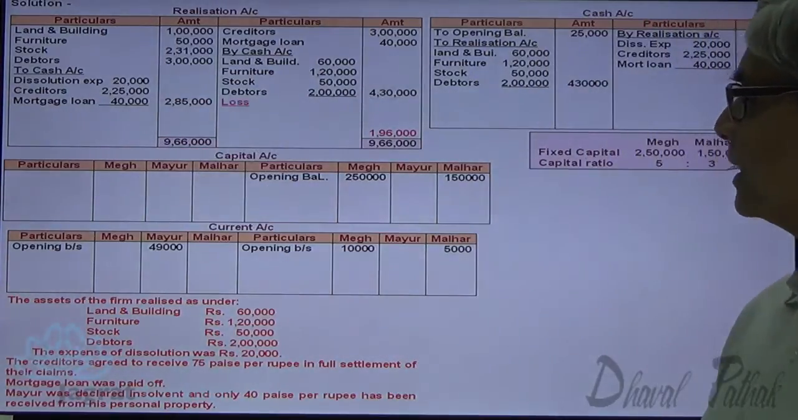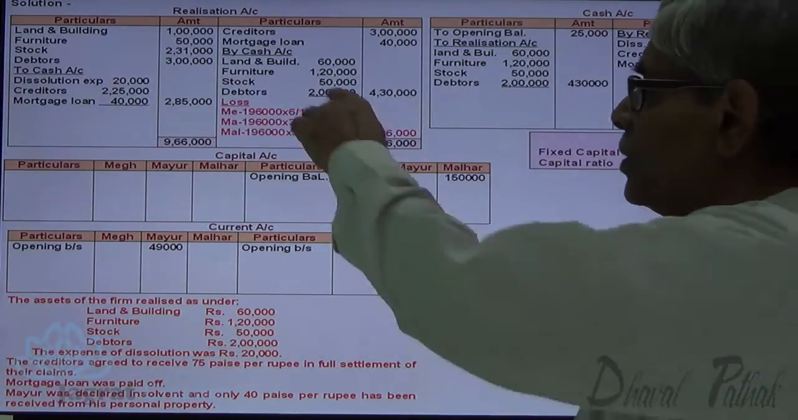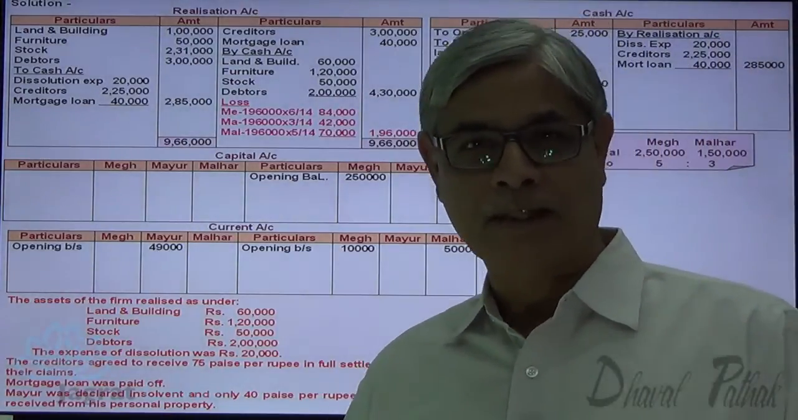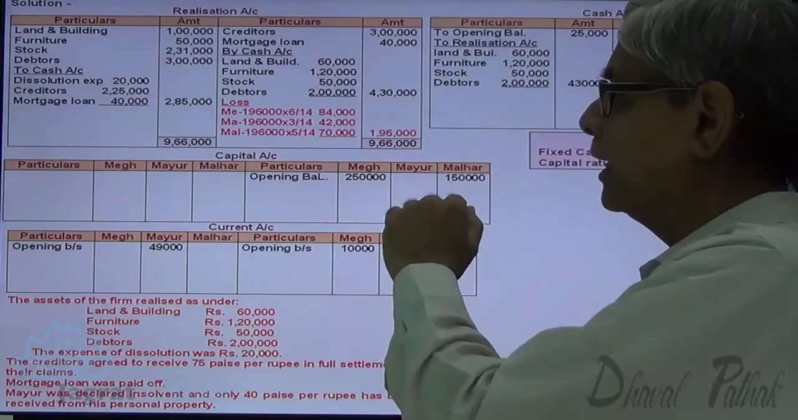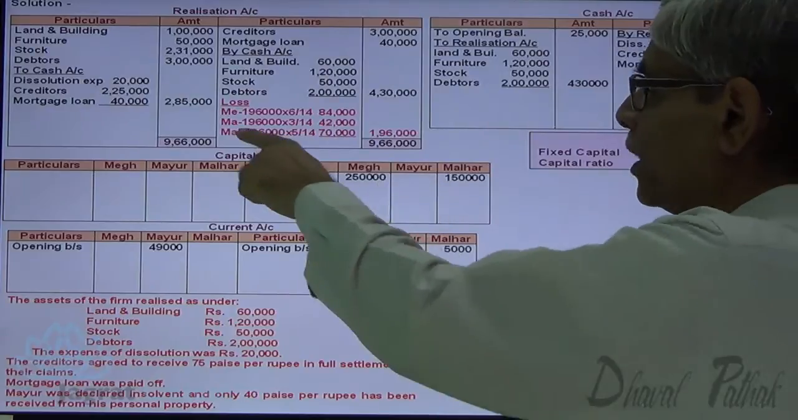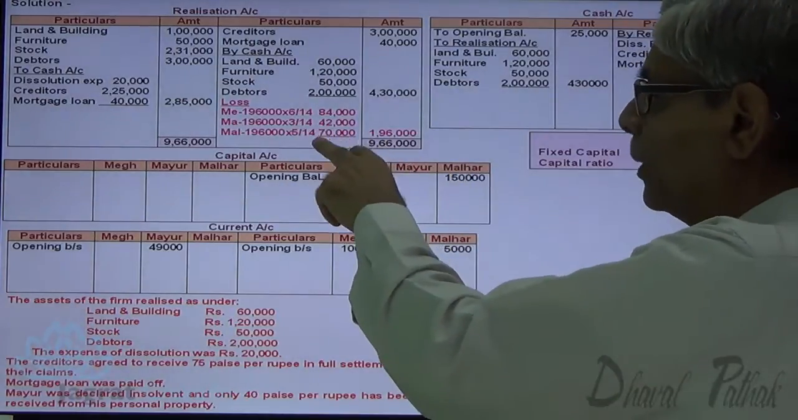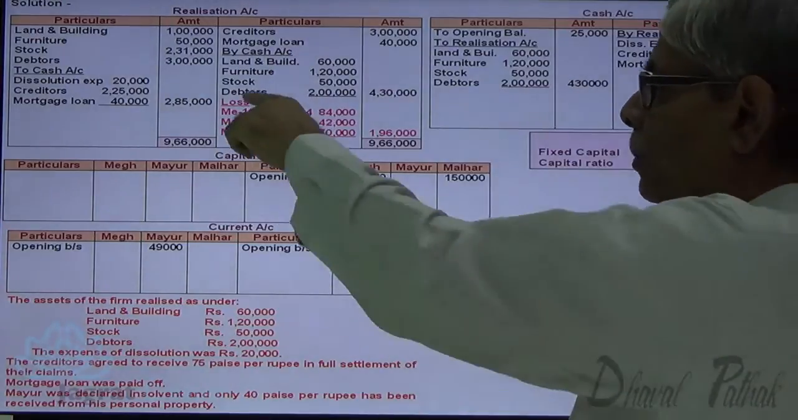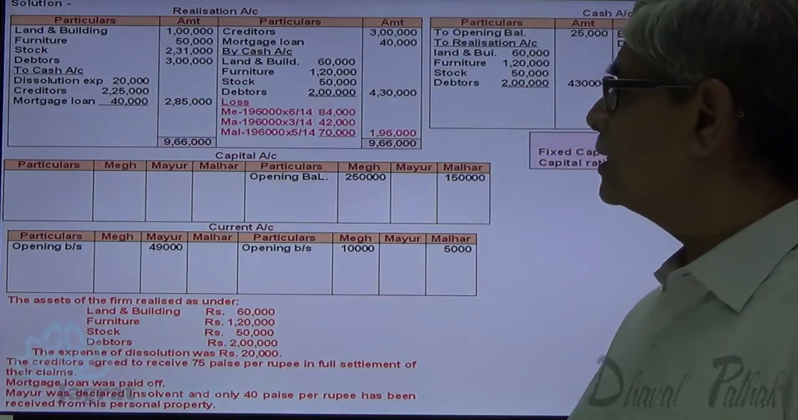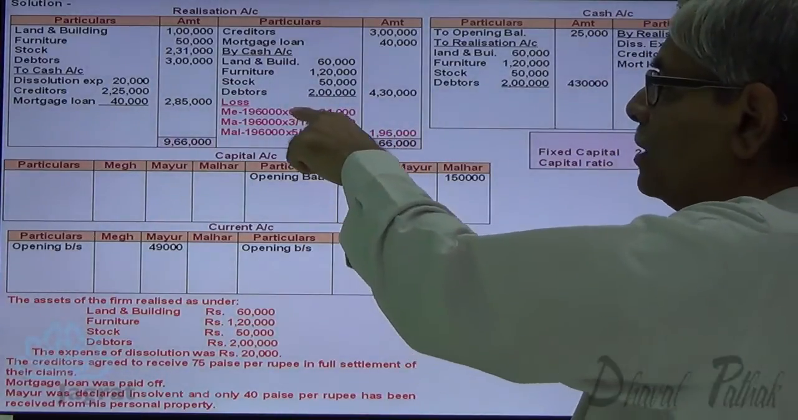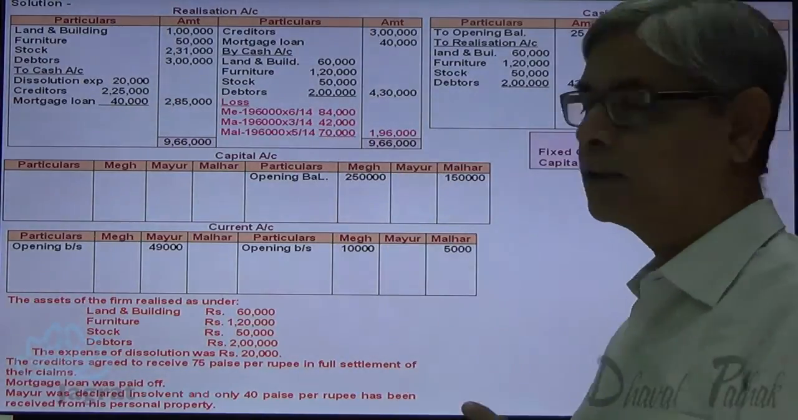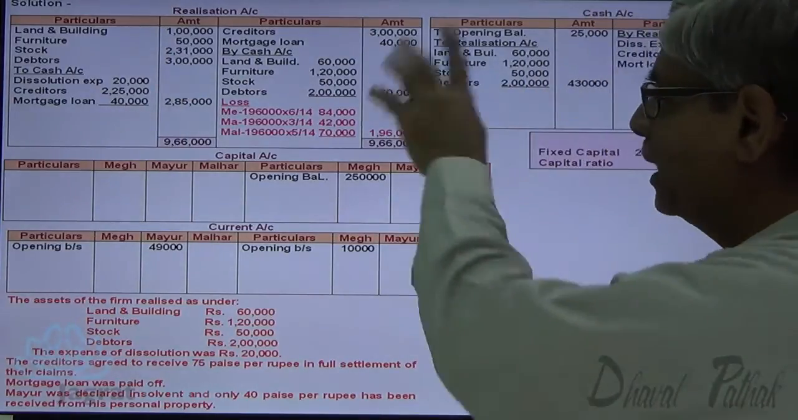This 1,96,000 loss is to be distributed in the ratio of 6:3:5. This is the ratio of profit sharing given to me in the sum. So 6/40 is the share of Meg, 3/40 is the share of Mayur, and 5/40 is the share of Malhar. So Meg, Mayur and Malhar's share in the realization loss is 84,000, 42,000, and 70,000 is the share of Malhar in the loss.